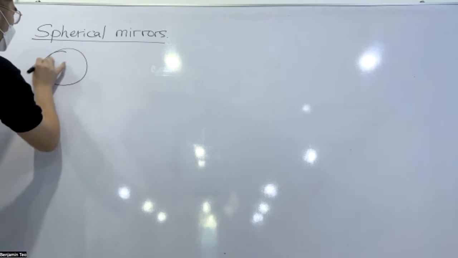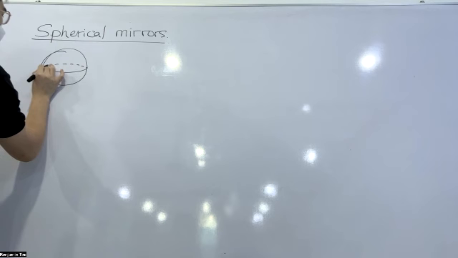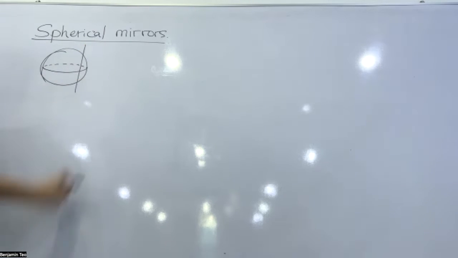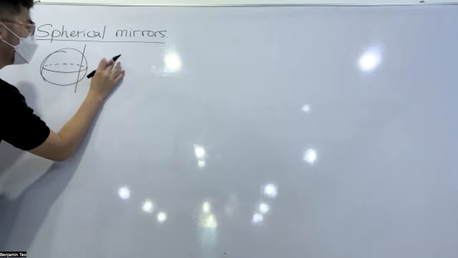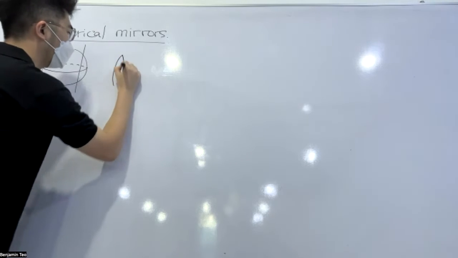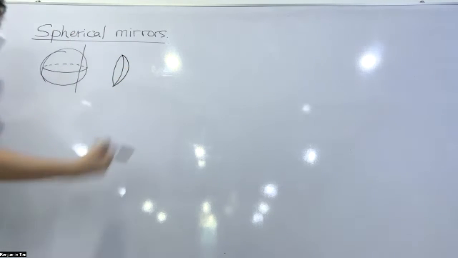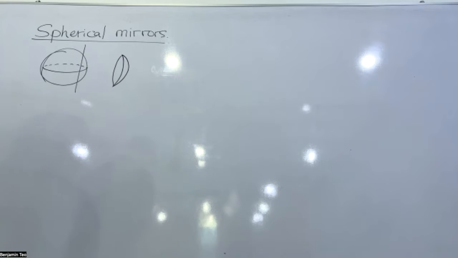Take a sphere, and then I make a cut here. Take this chunk out. You get the mirror, like a bowl shape.